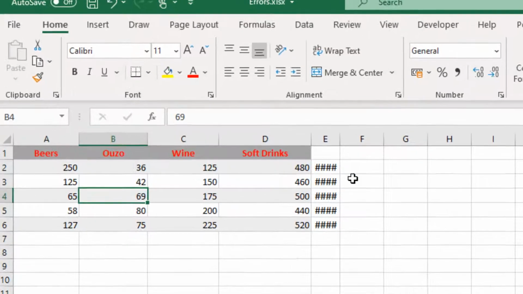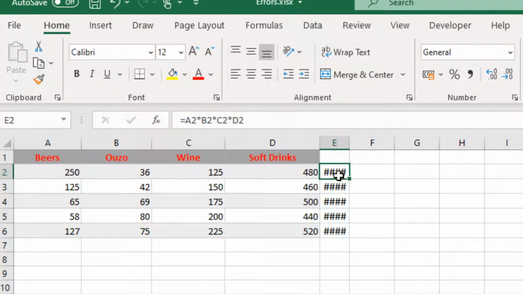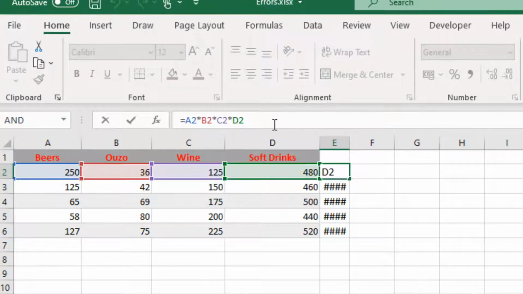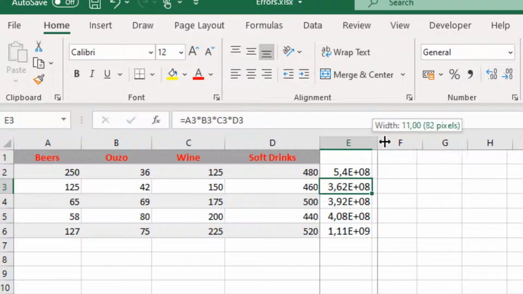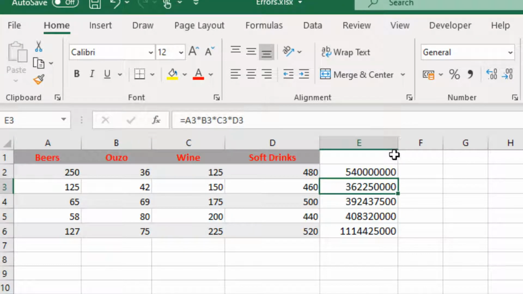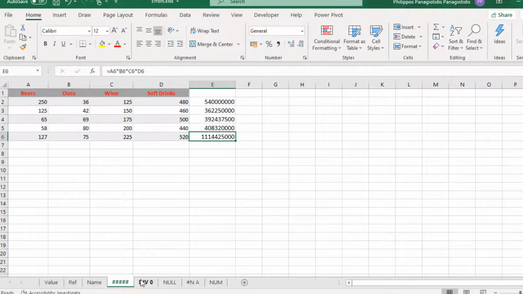The ##### bars. What does this mean? Here everything appears to be okay: A2, B2, C2, D2. But why don't we get a result? Because the result doesn't fit in the width of the column. All we need to do is adjust the width so we can see the results of what we were doing.